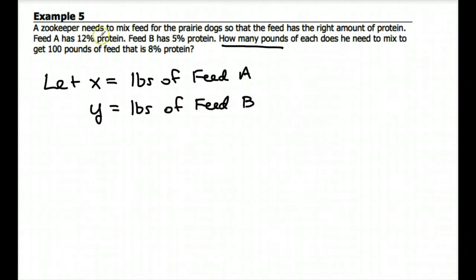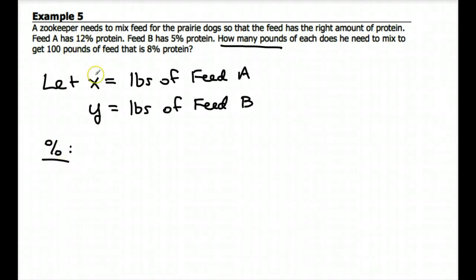Okay, for a mixture problem, one of your equations is always going to deal with the concentration, or the percentages. So for this one, you know that your feed A has 12% protein. So I'm going to symbolize that with a 12x. That just means that for every 100 pounds of feed A, 12 of those pounds are actually protein. Feed B has 5% protein, so I'm going to write that as a 5y.